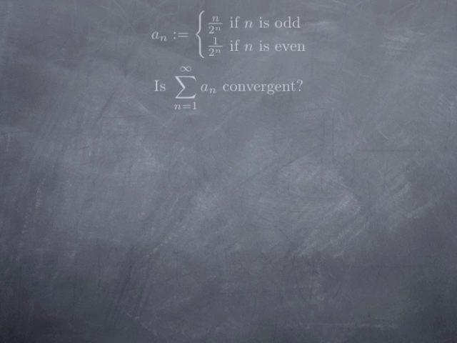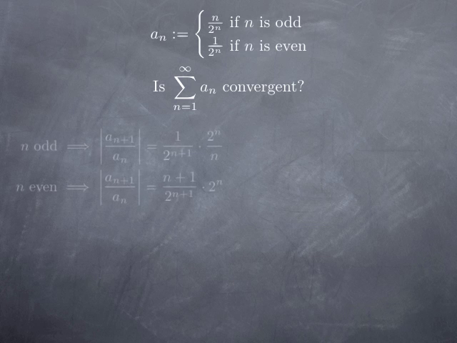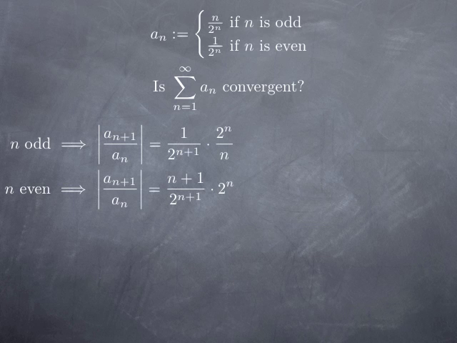So let's start with looking at an example where we want to decide whether a series is convergent, and the sequence of general term is defined by n over 2 to the n when n is odd and 1 over 2 to the n when n is even. So we could try to use the ratio test, and in that case, of course, we have to distinguish the case where n is odd and the case where n is even in calculating an expression for the ratio an plus 1 over an.